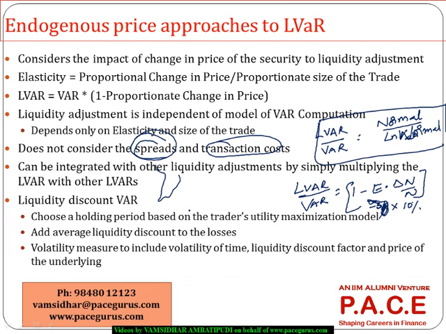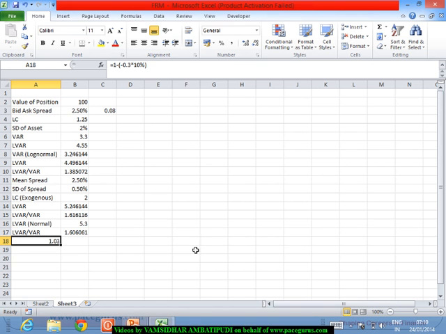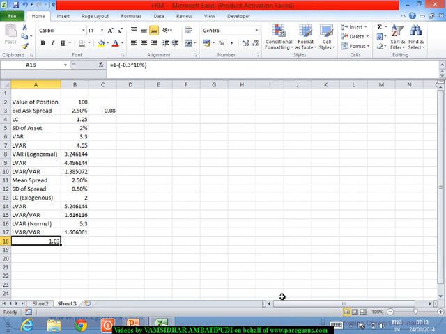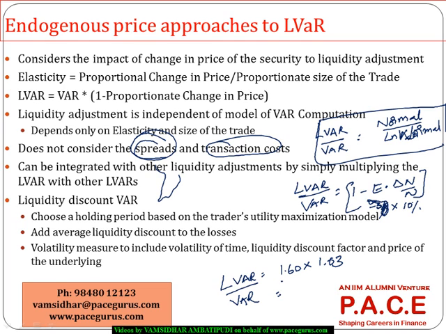So what I can very well do is, if the exogenous is around 1.6, the overall LVAR is nothing but the exogenous LVAR, which is 1.6, multiplied by the endogenous LVAR to VAR ratio. Sorry, this is the LVAR to VAR ratio itself. The exogenous LVAR to VAR is 1.6. The endogenous is 1.03. I can simply multiply to get the updated LVAR to VAR, wherein I am considering both the exogenous as well as endogenous.